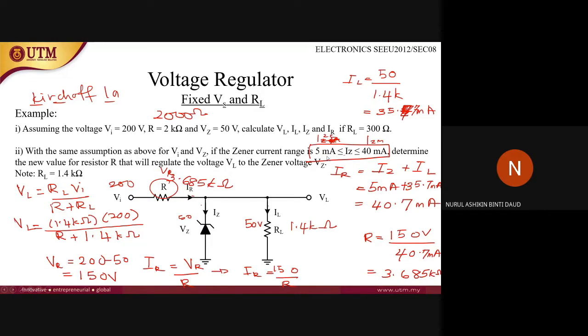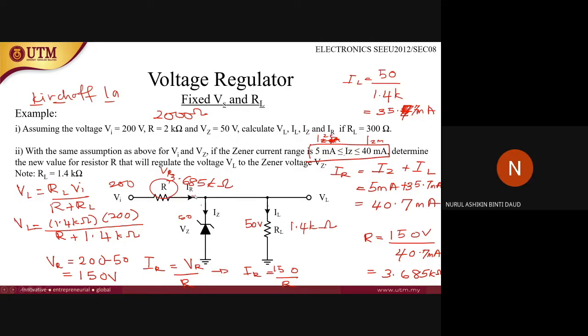Okay, so this is the minimum current that should flow inside VZ for VZ to work. The total current flow here is IR, so IZ plus IL. IZ, the minimum current, is 5 milliampere. IL you can find using Ohm's law because both of them are in parallel. Since the value here is 50 volts, here also will be 50 volts. So 50 volts divided by 1.4 kilo ohms, you will get the current, which is 35.7 milliampere. By adding IZ and IL together, you will get the value of IR, which is 40.7 milliampere.